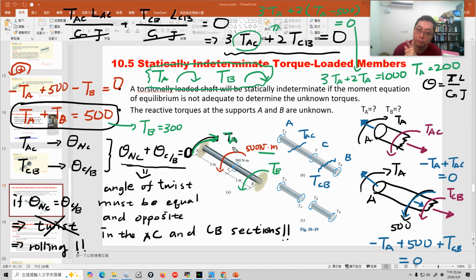But you have to define which way is positive for the rigid body equilibrium. And then during the cross-section method, you must follow the sign convention rule. So this is a basic introduction for the torsional load statically indeterminate problem.